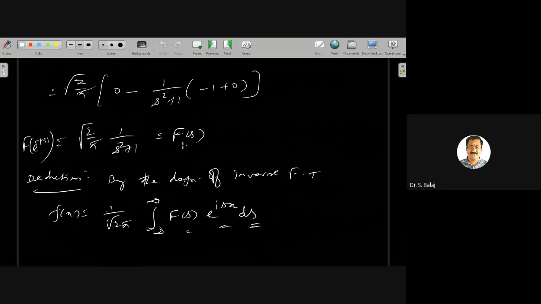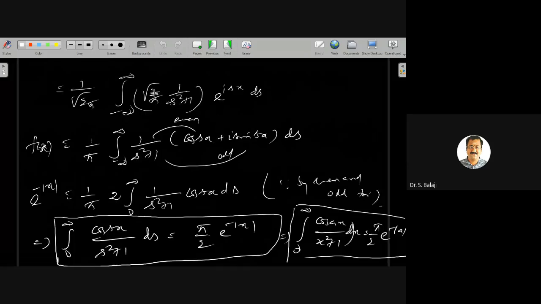Okay, right. Now substitute f of s. f of s is equal to root of 2 pi by 1 by s square plus 1, and here you can split it as cos sx, sin sx. Root of 2 pi, 1 by s square plus 1, e power isx. As usual, you can try yourself also. This is cos sx plus i sin sx, even and odd function you can split. This is even, this is odd function.